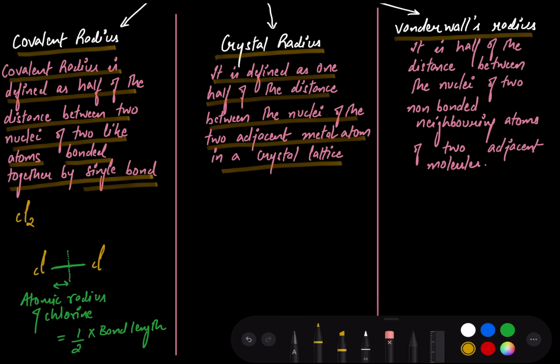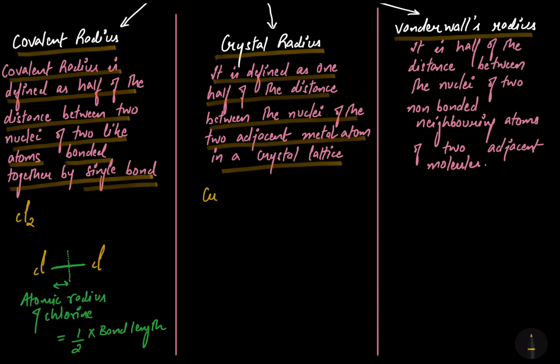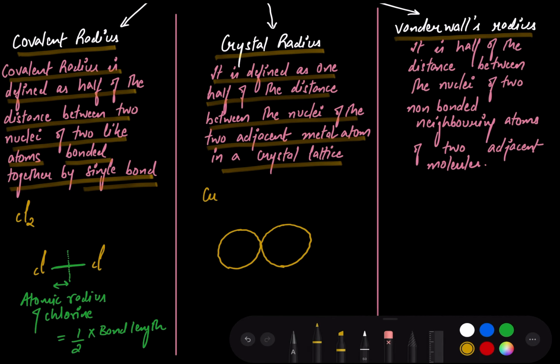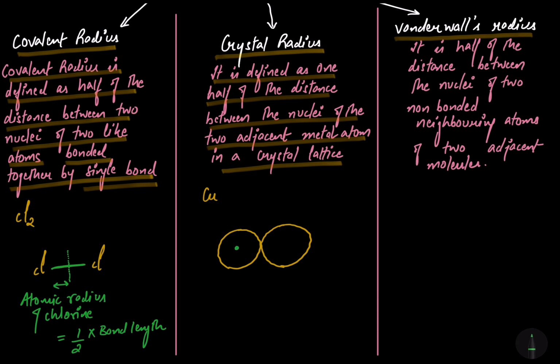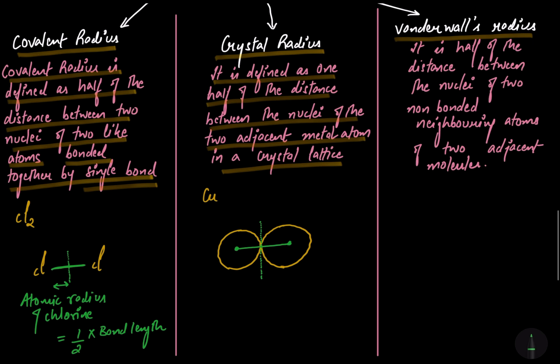I'm taking the example of copper. Now, assume this is the first copper atom and this is the second copper atom. What we have to take? We have to take their nuclei, then we have to take their internuclear distance. After that, we have to divide that internuclear distance by 2 to get the radius of the copper atom or any metal atom.